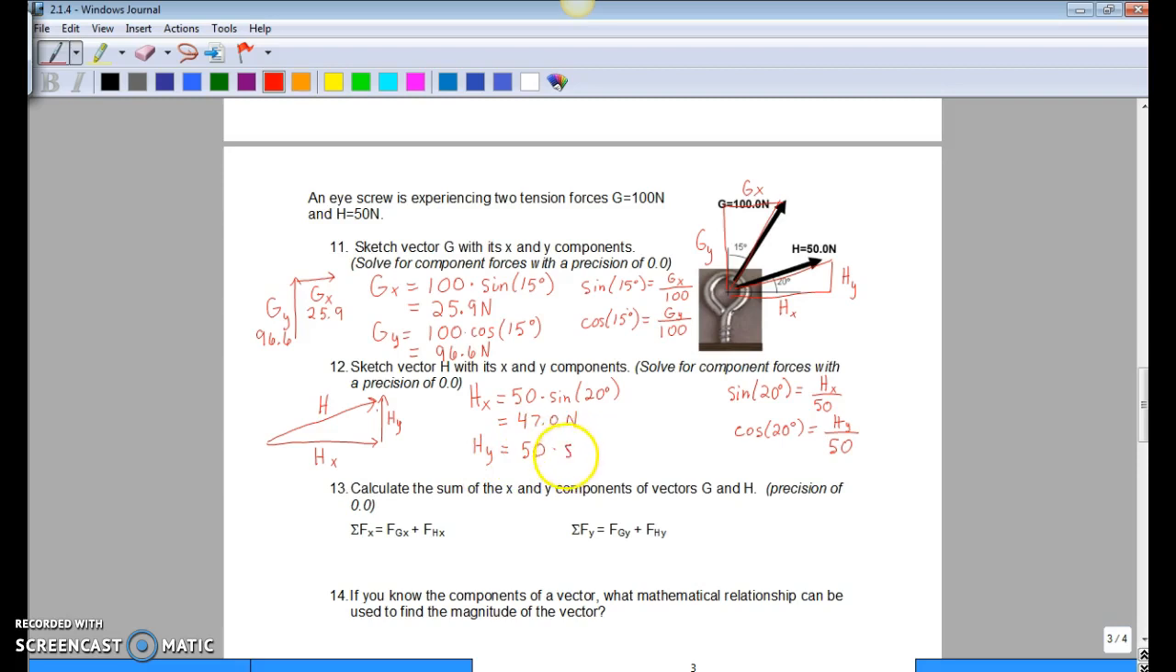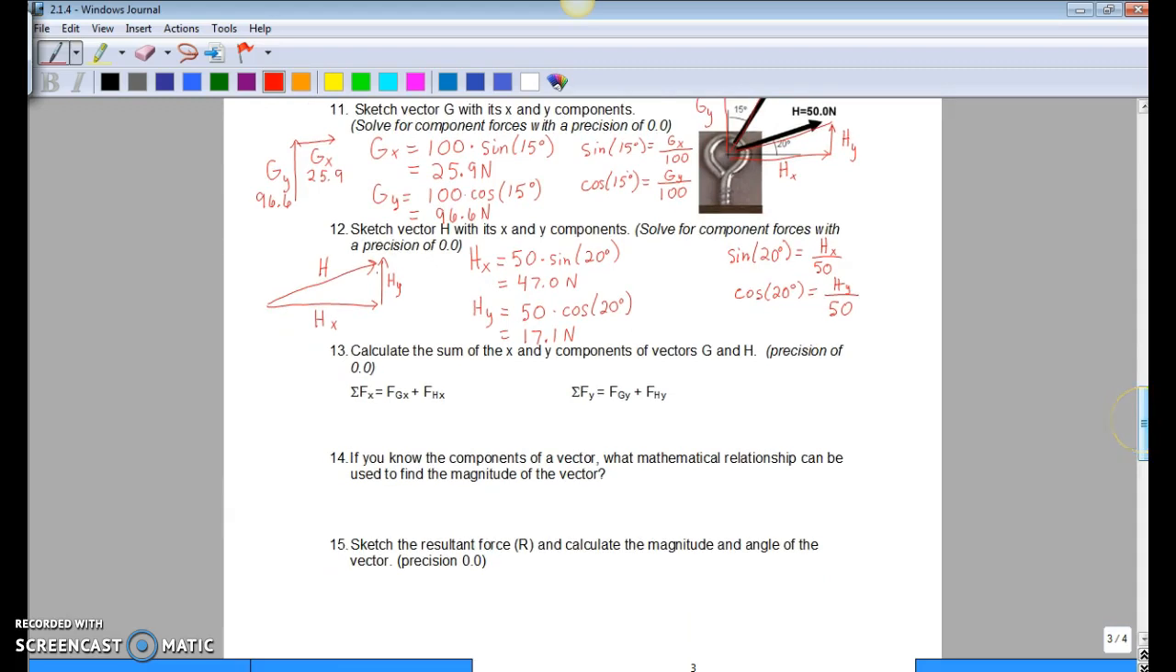solving for the h sub y, we get 50 times cosine of 20 degrees, and that is 17.1 newtons. So again, 17 is smaller than 47, my y component vector should be smaller than the h, and it is. So we've just solved number 12, just like we did for 11. We drew our free body diagram vector in component form, and then we used our sine of 20 degrees, cosine of 20 degrees to solve for the component forces h of x and h of y.